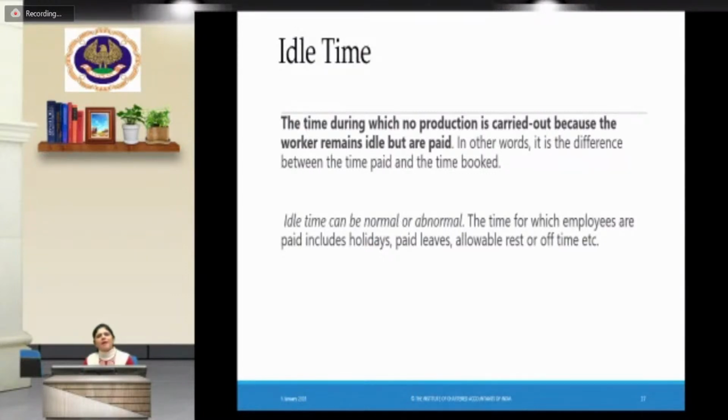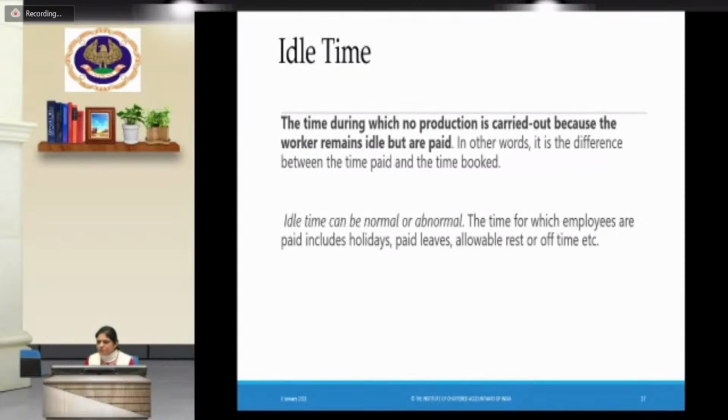Some idle time has to be there. Like we have to give a lunch break to every employee for, let us say, 30 minutes. We have to give rest time in between, let us say, a tea break. So this idle time has to happen. We have to give the rest time to the employees. But beyond that, if the employee is sitting idle, that is an abnormal time that we have to control.